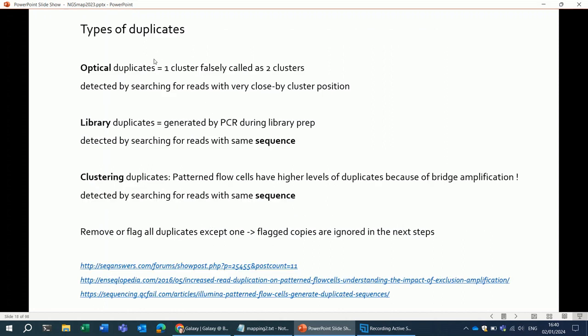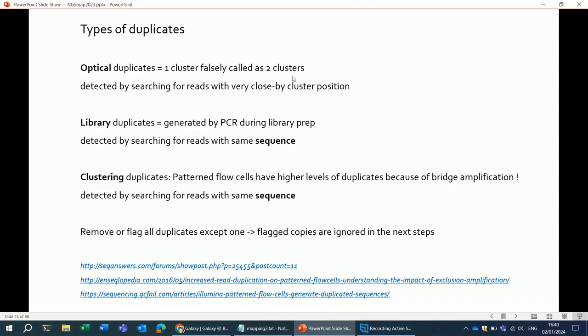There are three types of duplicates. You have the optical duplicates, and they occur when a cluster is falsely called as two clusters. And this happens, for instance, when a cluster is on the border of two tiles. And then it will be called twice, one for each tile.